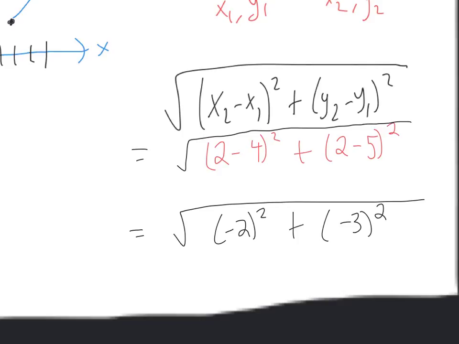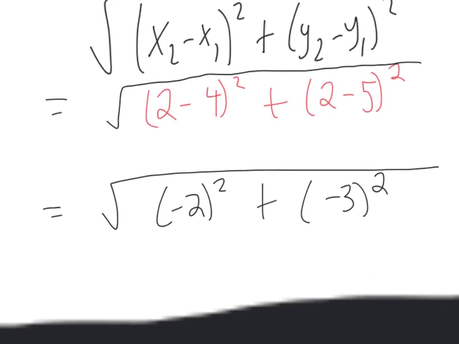Okay. A few more steps here. It's actually getting a lot nicer. Negative 2 squared here is going to get you 4. So this is equal to the square root of 4 plus this negative 3 squared. Negative 3 times negative 3 is going to be 9. So that's equal to the square root of 4 plus 9. And that would be equal to the square root of just 13.